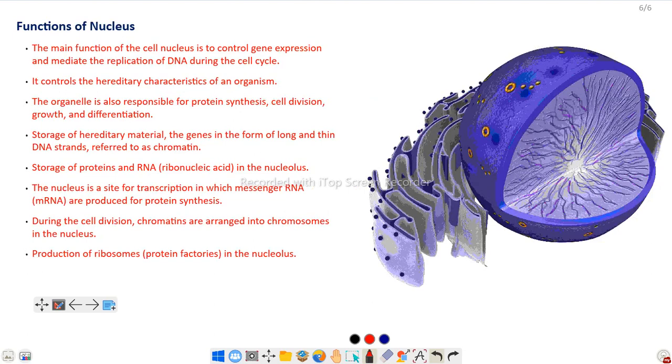Last is the function. It controls gene expression, synthesizes protein, helps in cell division and cell growth, and stores proteins and RNA. The nucleus is the site for transcription, in which messenger RNA is produced for protein synthesis. During cell division, chromatins are arranged into chromosomes in the nucleus, and ribosomes are produced as the protein factory. These are the main functions for which the nucleus is famous as the brain of the cell.